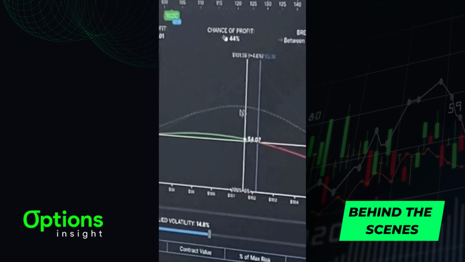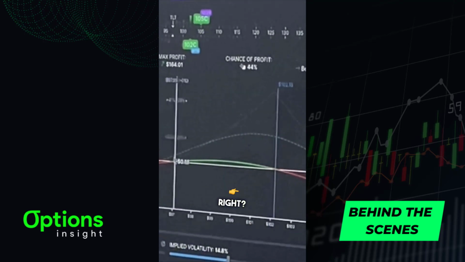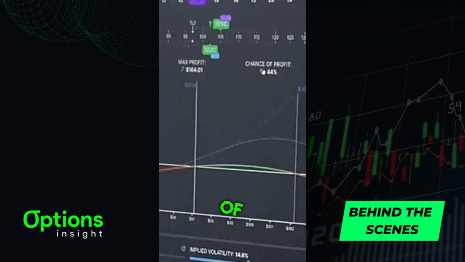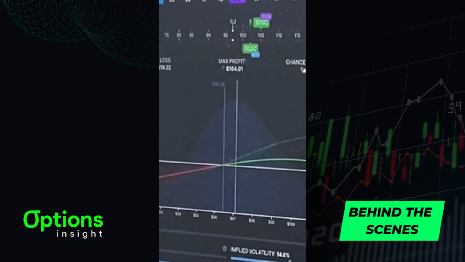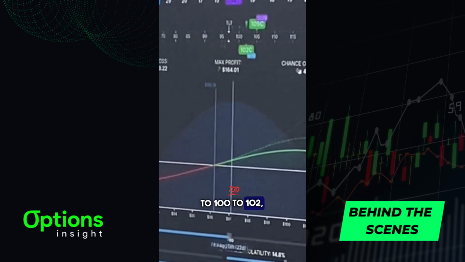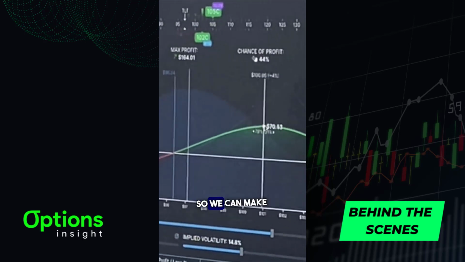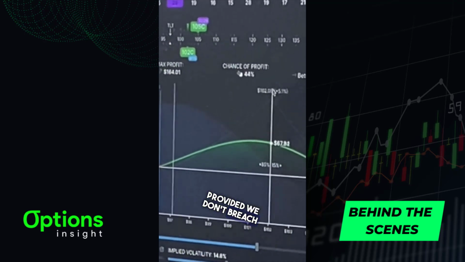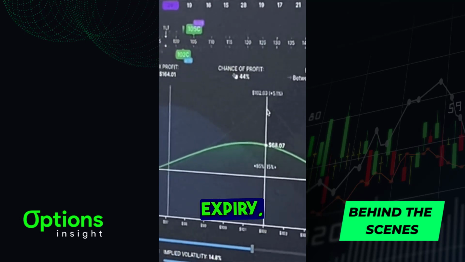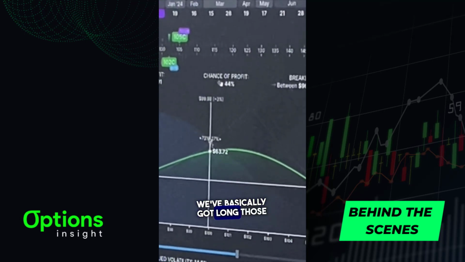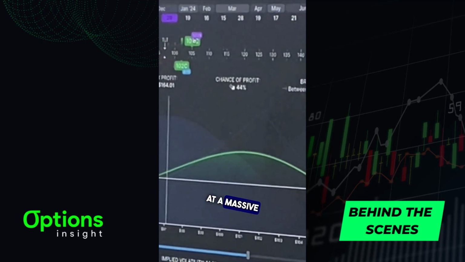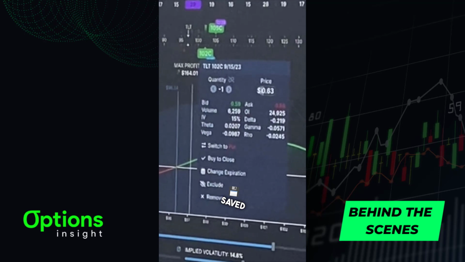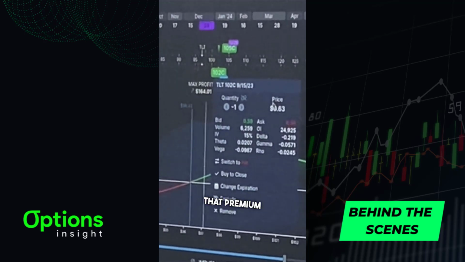or even less. But look at the payoff profile, right? Whilst an immediate rally to 100 makes me no money, if we get a bounce to 100 to 102, through the passage of time we start to make money. So we can make some money off a bounce that way, and provided we don't breach 102 by September expiry, we've basically got long those December calls at a massive discount, right? Those December calls are worth $1.50, and we've basically saved more than a third of that premium by selling those Septembers against it.